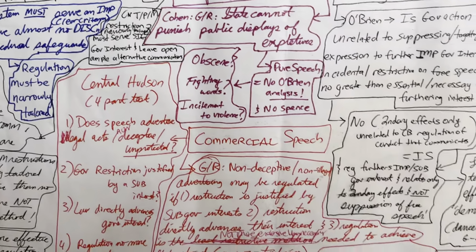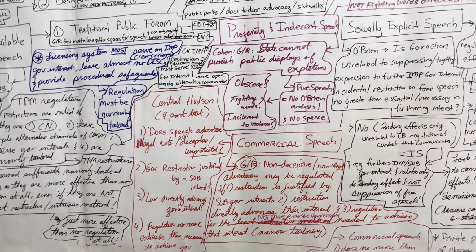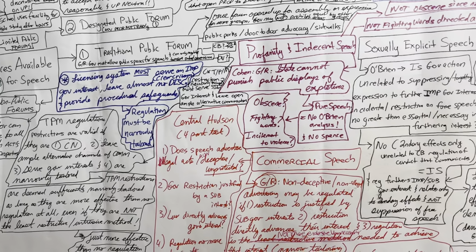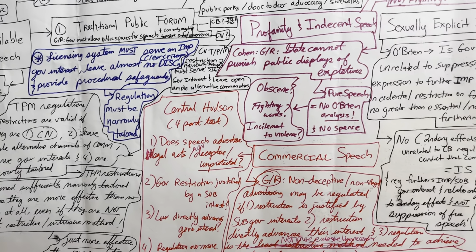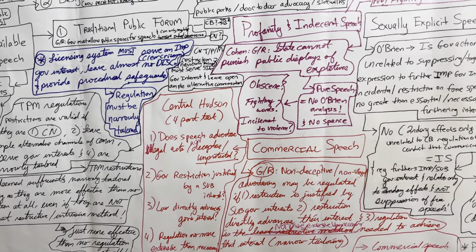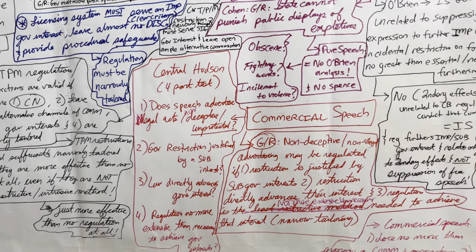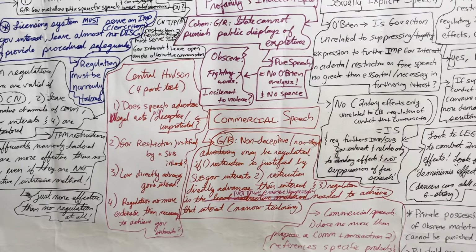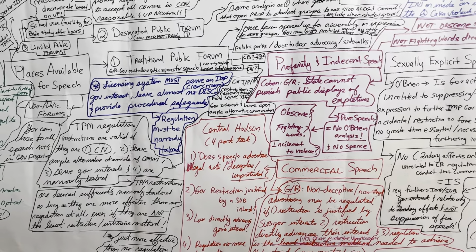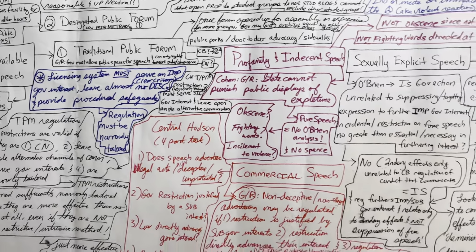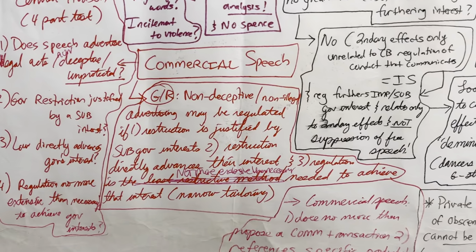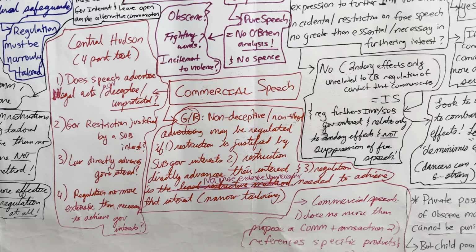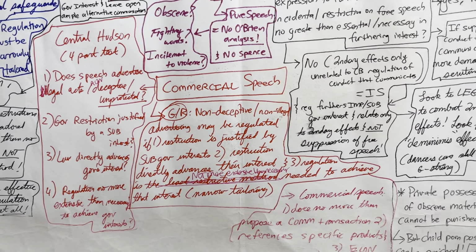Commercial speech. The general rule for commercial speech is that non-deceptive, non-illegal advertising may be regulated if the restriction is justified by a substantial government interest, the restriction directly advances that interest, and the regulation is not more extensive than necessary to achieve that interest, as part of narrow tailoring. So not more extensive than necessary is another way to remember narrow tailoring. And commercial speech does no more than propose a commercial transaction, references specific products, and has economic motivations.